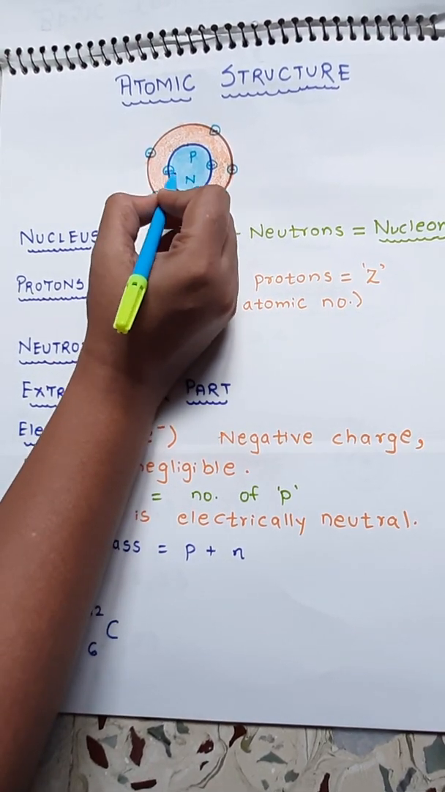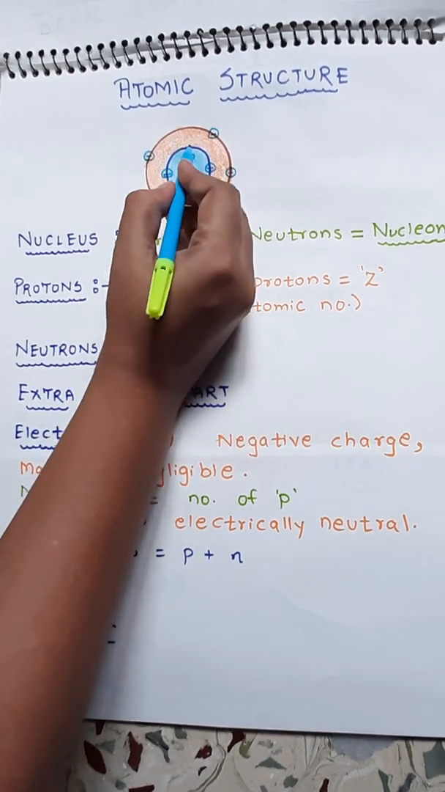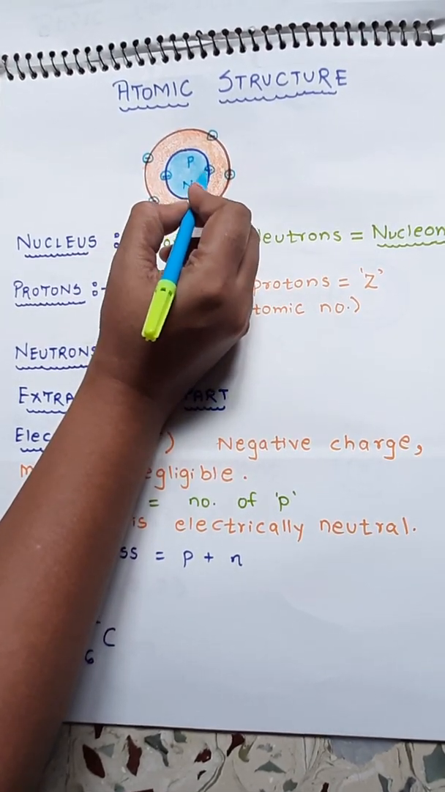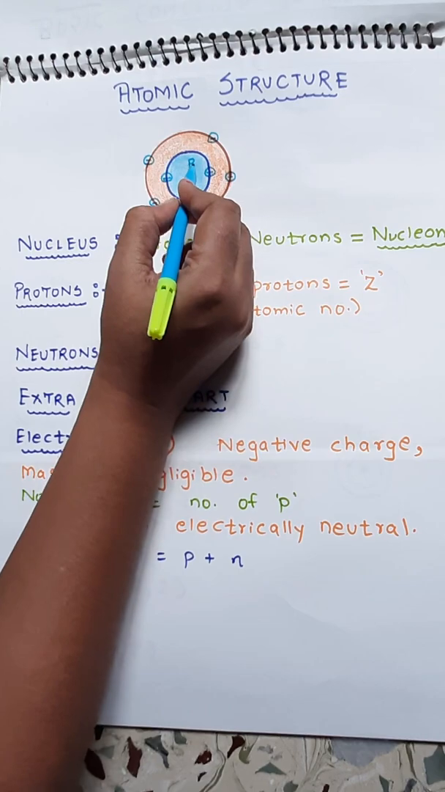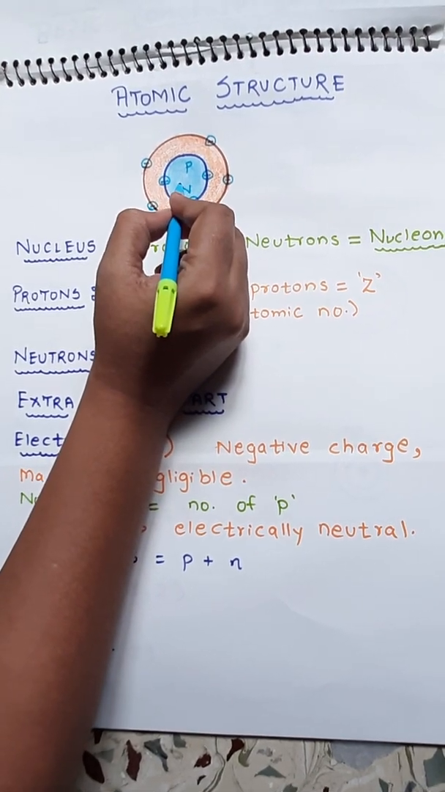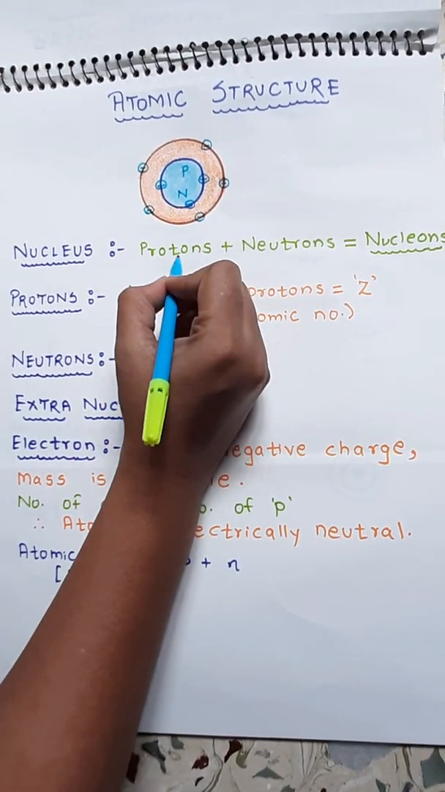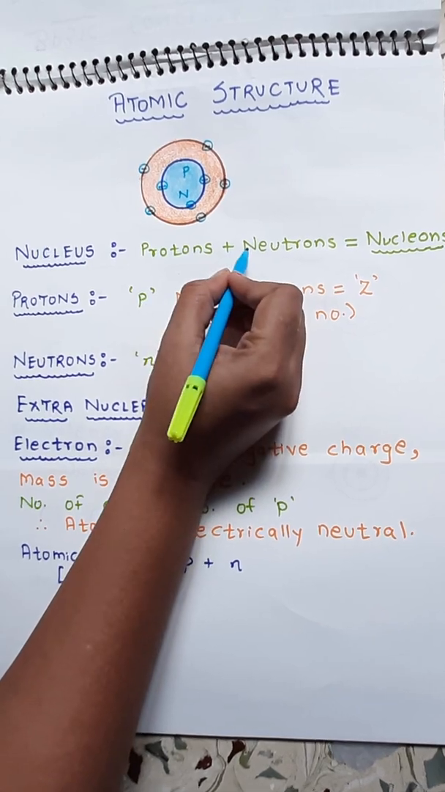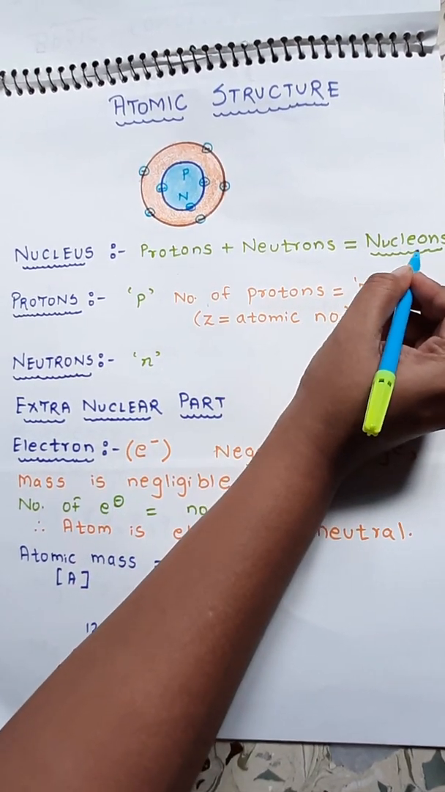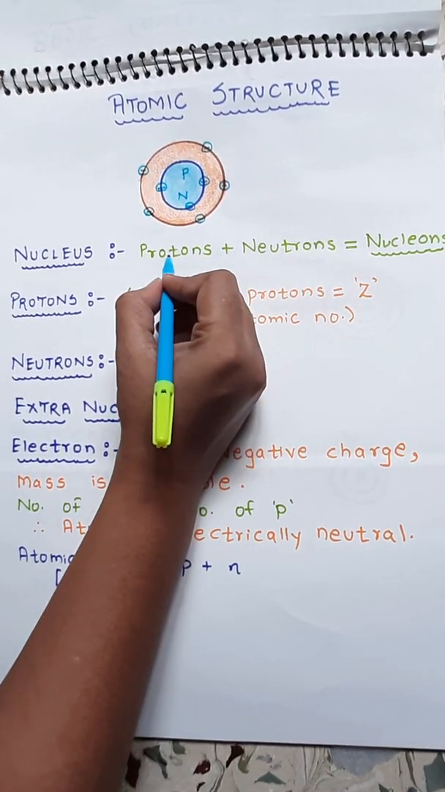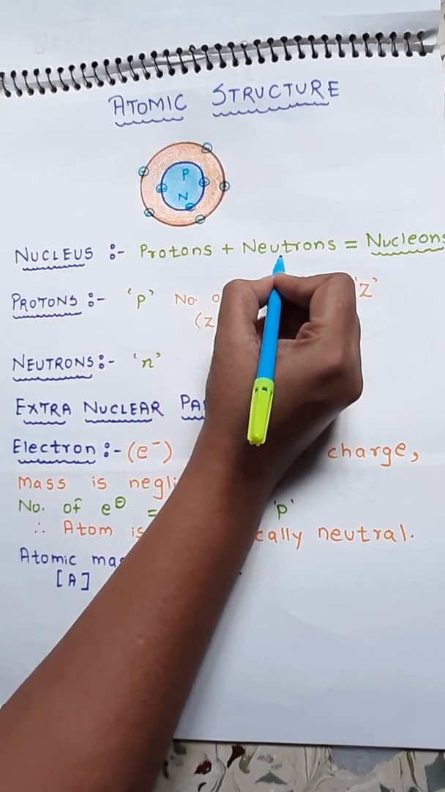So, what about the nucleus? The atomic nucleus is positively charged. Almost the entire mass of the atom is concentrated in this nucleus. The nucleus consists of two types of subatomic particles. Together they are called nucleons. So nucleons means protons plus neutrons.